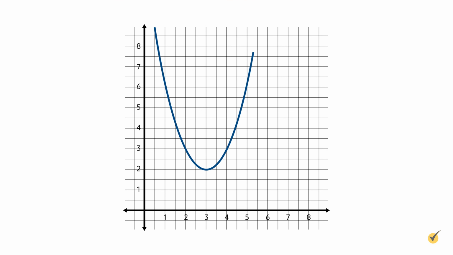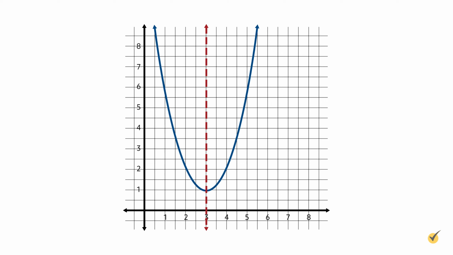Using this information, we know that we can find the equation of an axis of symmetry by determining the x-coordinate of the vertex of the parabola. Consider this parabola, which has a vertex at the point (3, 2). Because the x value of the vertex is 3, we know that the parabola's axis of symmetry must occur along the vertical line x equals 3.